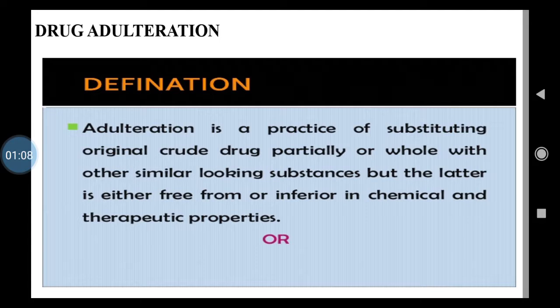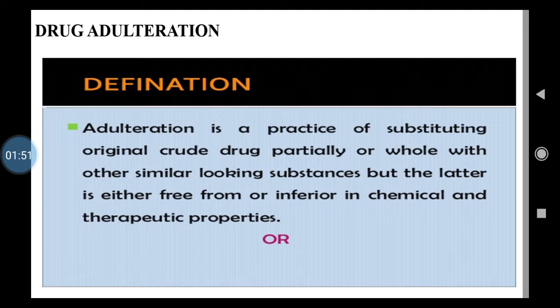And this is carried out in each and every substance, maybe vegetables, maybe pulses, maybe eatables, fruits, dry fruits, everything. And this is also possible in case of crude drugs also. Now, one of the definitions is that adulteration is a practice of substituting original crude drug partially or completely with other similar looking substance.